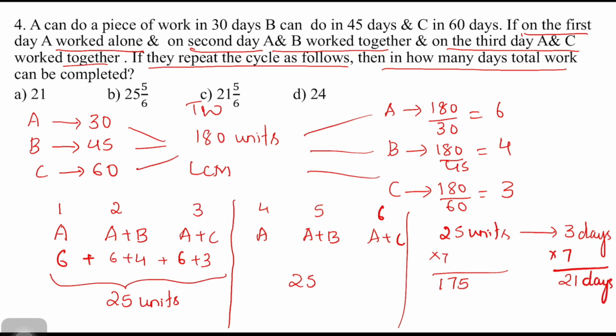So the remaining work is how much? Remaining work is 5 units, and that has to be done by whom? A, because A will come for the next cycle. So A's efficiency is 6. So the remaining work is done in 5 by 6 days. Therefore total days is equal to 21 5 by 6 days. Okay, option C is the answer.